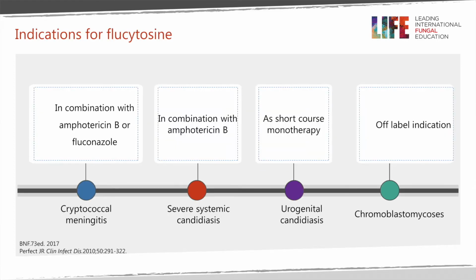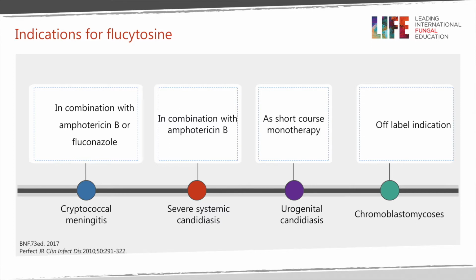Now, what do we use flucytosine for in daily clinical practice? One of the most important clinical indications for flucytosine is cryptococcal meningitis, where it is used in combination with amphotericin B, mainly with amphotericin B to give the highest impact. Then, where the echinocandins cannot be used, we use flucytosine in combination with amphotericin B for treating severe systemic candidiasis.